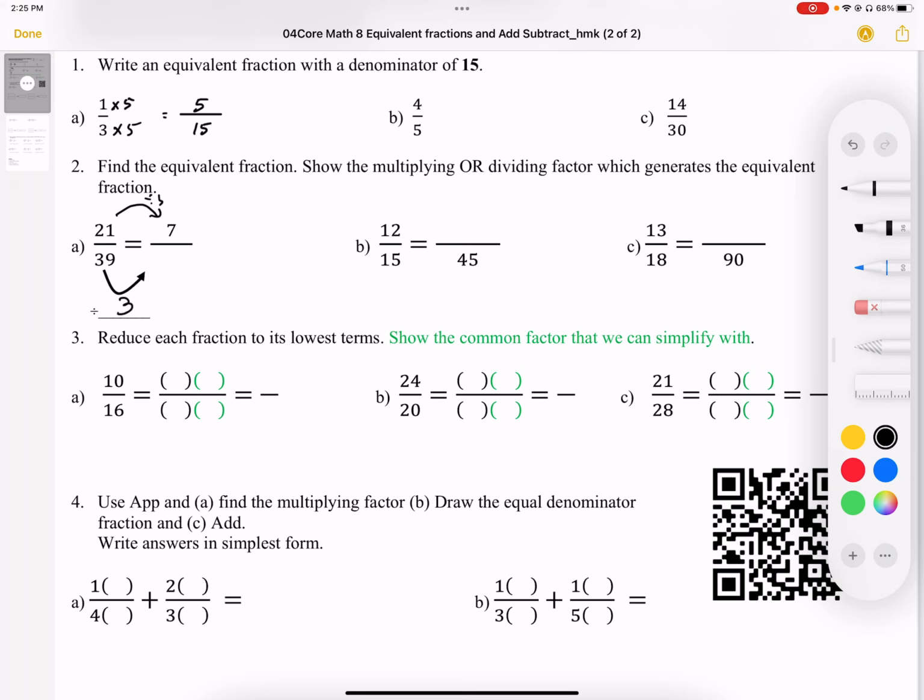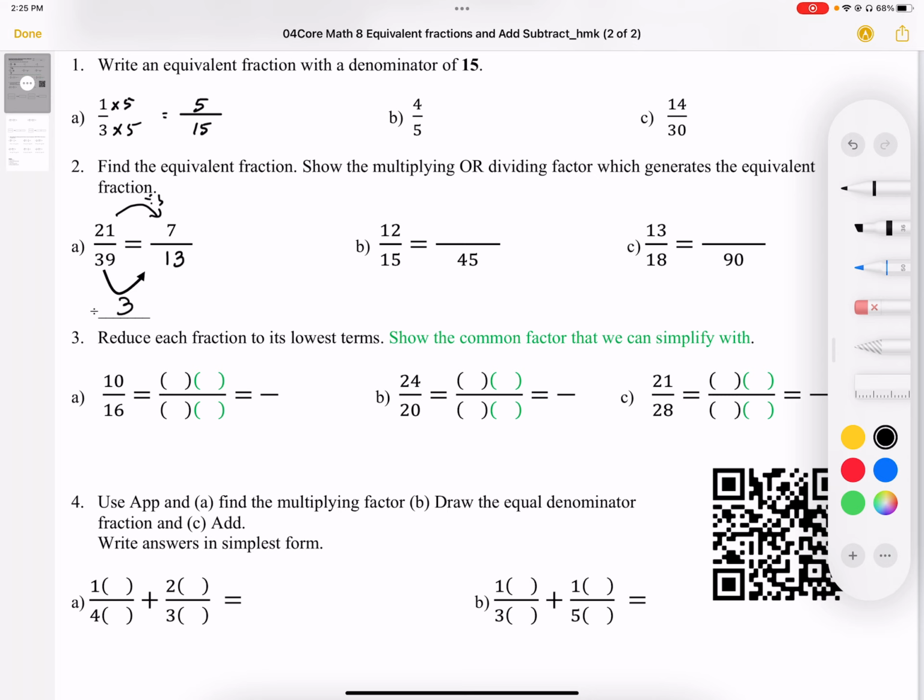So to get the equivalent fraction of 21 over 39, we're going to do 39 divided by 3, and that's going to give us 13. This is one of the big ideas again. To find a multiplier or divisor, we divide two numbers. Okay, so 7 divided by 21 gives us our divisor.